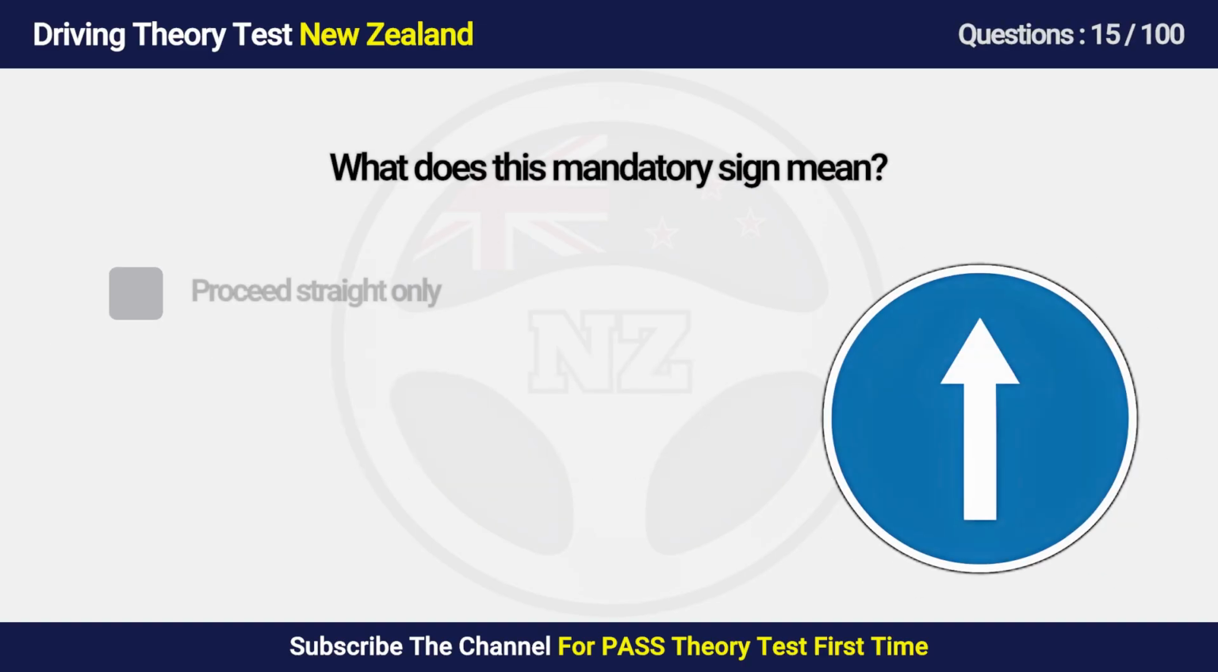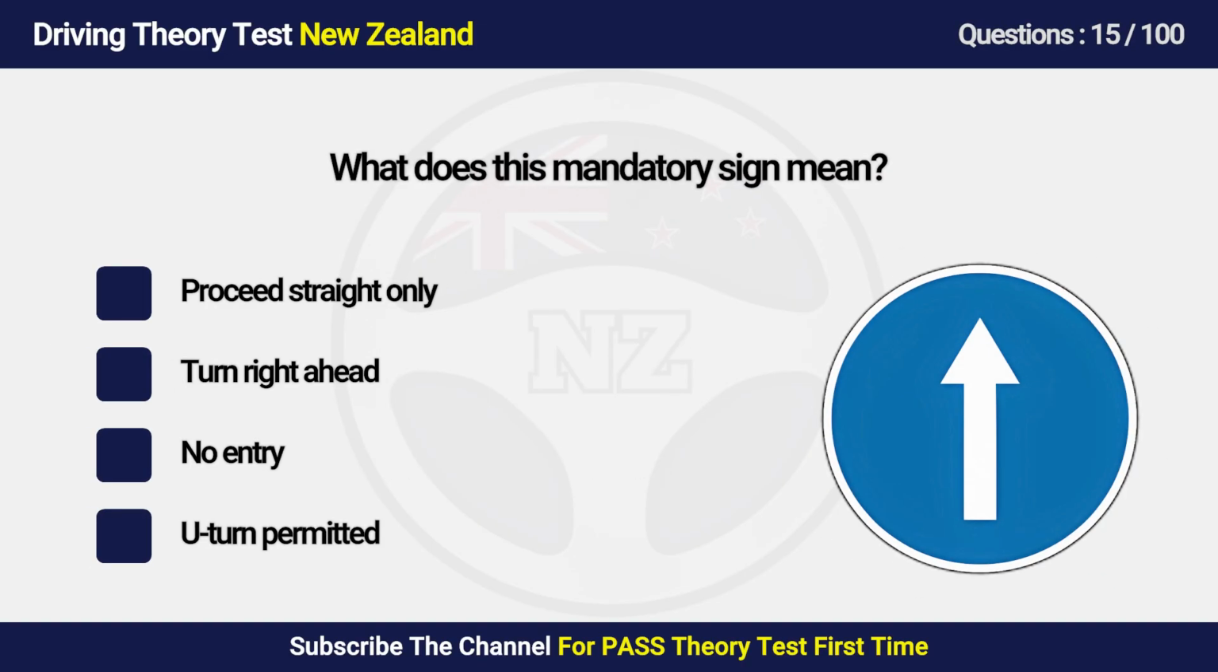Question 15. What does this mandatory sign mean? A. Proceed straight only. B. Turn right ahead. C. No entry. D. U-turn permitted.